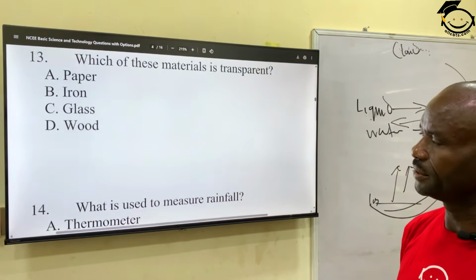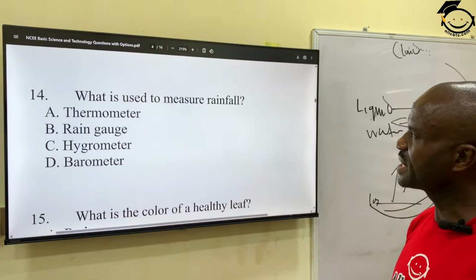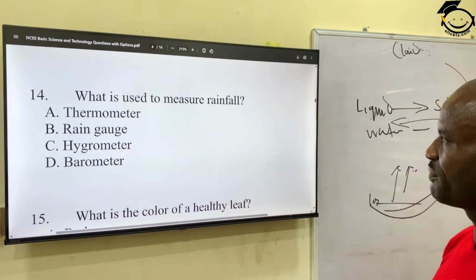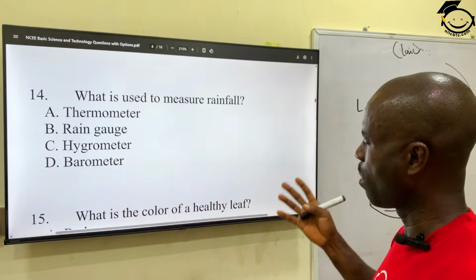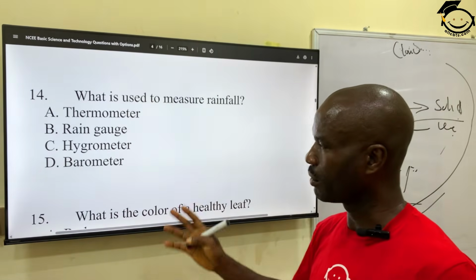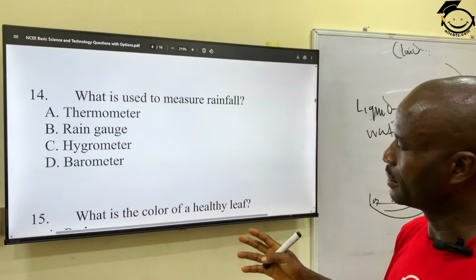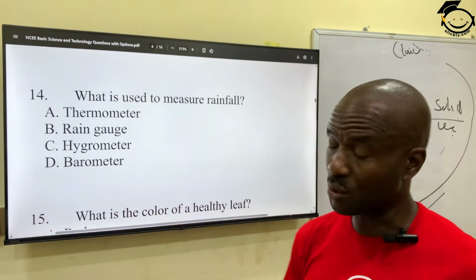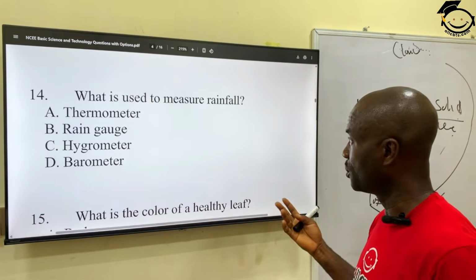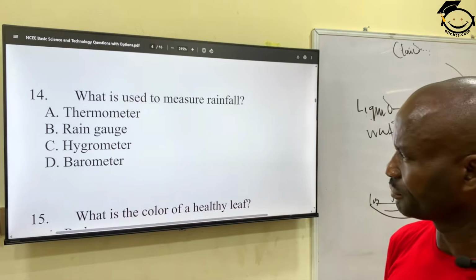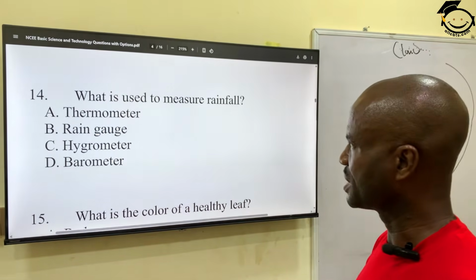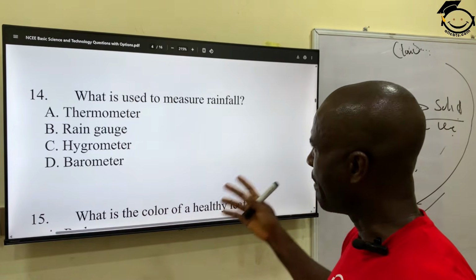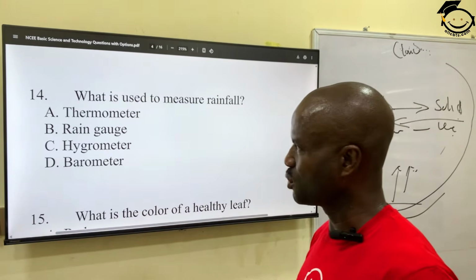Question 14. What is used to measure rainfall? We have an instrument in the ecosystem used to measure rainfall. Rainfall being a non-living factor in the ecosystem, we call them abiotic factor. So what is used to measure rainfall?